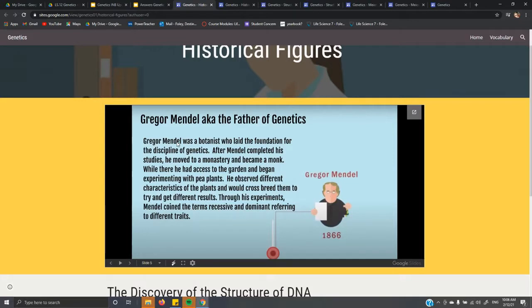After Mendel completed his studies, he moved to a monastery and became a monk. While he had access to the garden, he began experimenting with the pea plants. He observed different characteristics of the plants and would crossbreed them to try to get different traits. Through his experiments, Mendel coined the terms recessive and dominant, referring to the different traits.